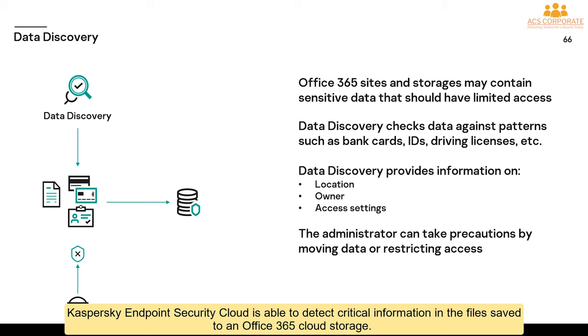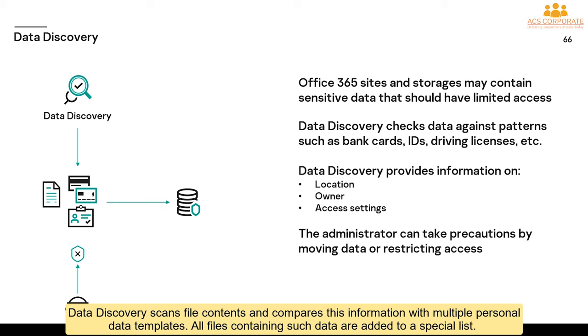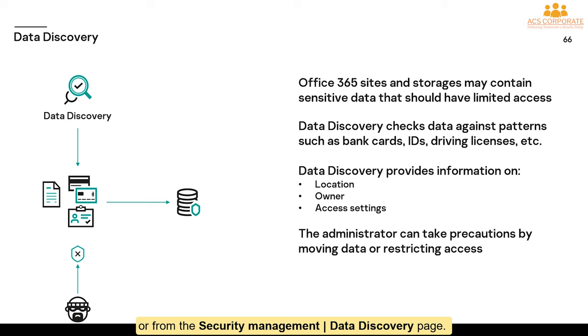Kaspersky Endpoint Security Cloud is able to detect critical information in the files saved to an Office 365 cloud storage. The data discovery tool can inform the administrator about files containing confidential data that are stored in Office 365. Data discovery scans file contents and compares this information with multiple personal data templates. All files containing such data are added to a special list. You can activate the data discovery component either from the monitoring tab of the Kaspersky Endpoint Security Cloud main page, or from the Security Management, Data Discovery page.